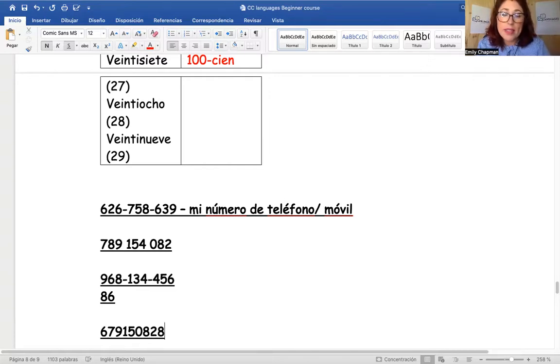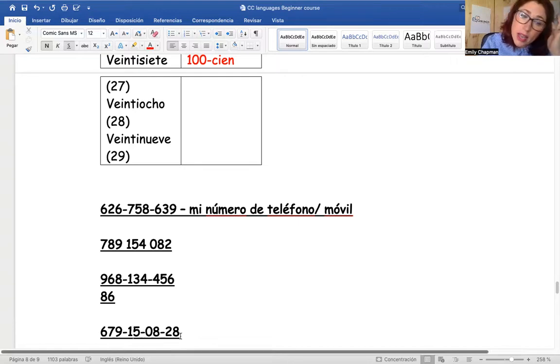Another number, 679, 150, 828. It really does depend on the person. If you wanted to say 679, 15, 08, 28, you could do that if it's just easier for you to say the 15, rather than breaking it 1508. It depends, but this is a perfectly acceptable way. It's a way that Spanish people use to give their numbers, and it's really not a problem at all. I think it's definitely the most common way.